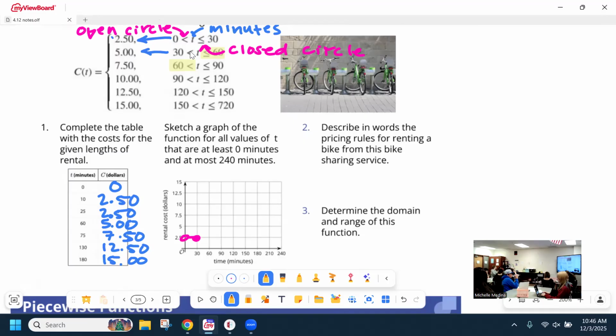The next row, 30 to 60. So here's 30 to 60 on my x-axis. That output is 5. So find where that goes on the graph and make sure you're putting an open circle. Put an open circle above the 30, a closed one on the 60, and a line connecting them in between. Do that for the rest of the rows of the rule. I'm going to freeze my screen and finish the graph as well so that we can compare.